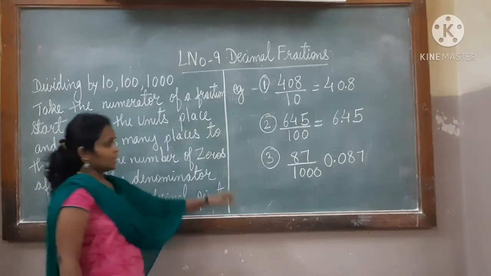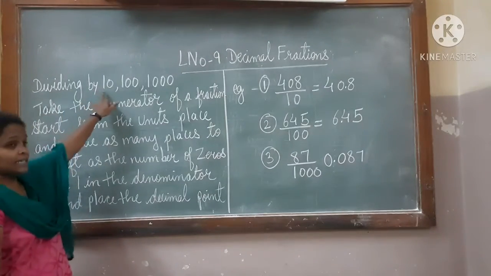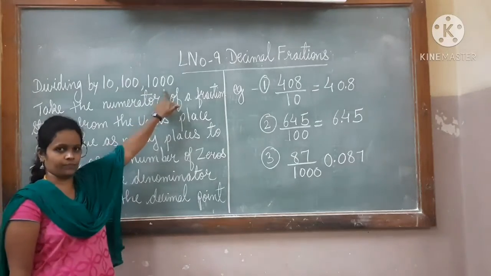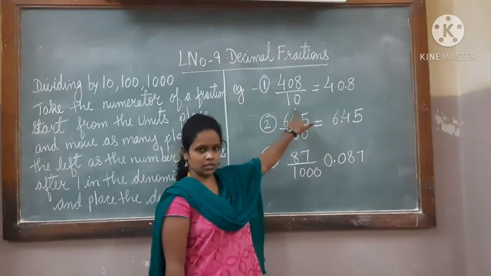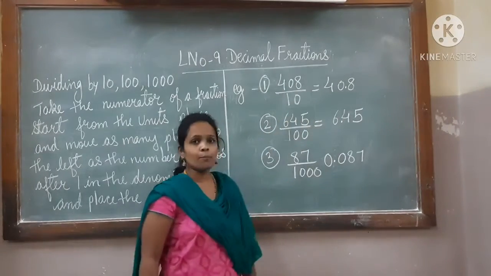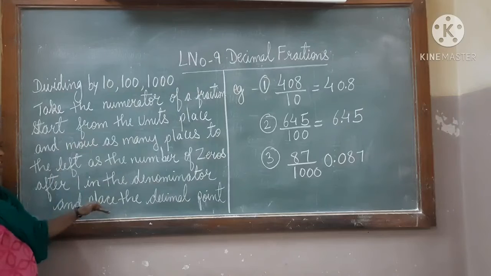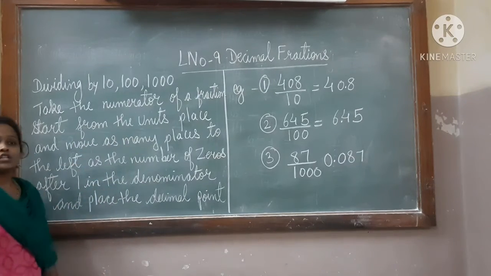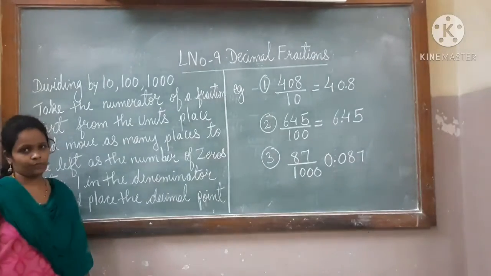So here in this we have learned how to divide by 10, 100 and 1000. Just keep in mind that you have to see the number of zeros and from the unit place you have to start putting the decimal point. That's why I have given this in writing. If you read this, keep this concept in mind and then you will be able to solve the sum. Means how to put the decimal point.